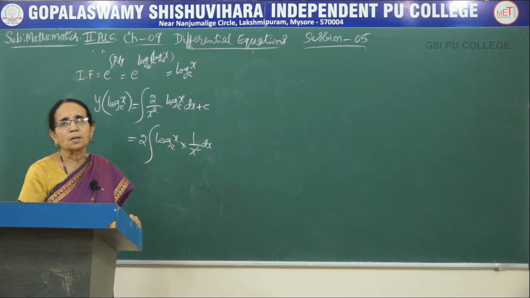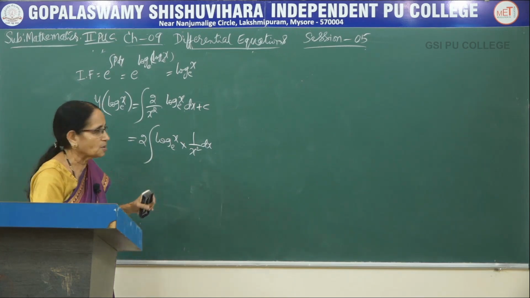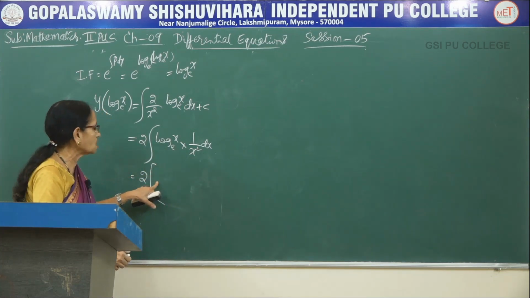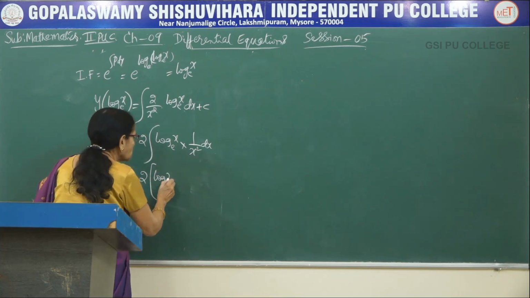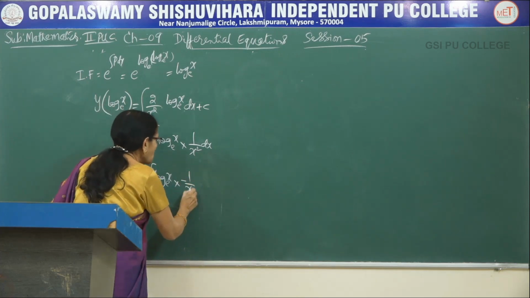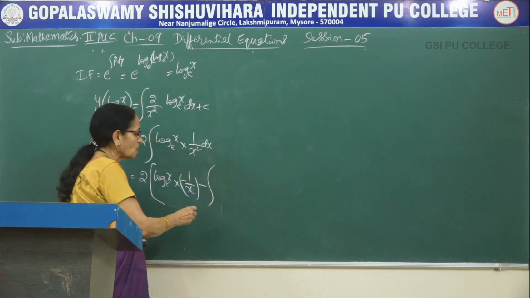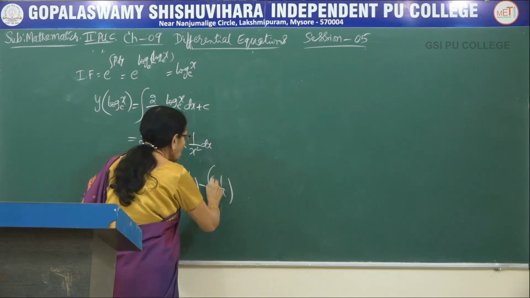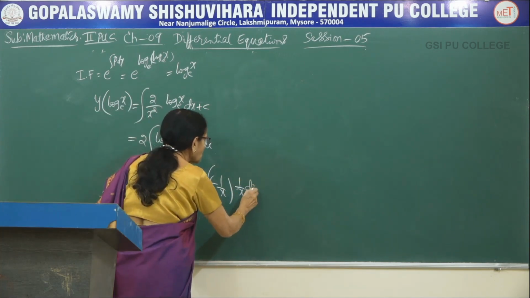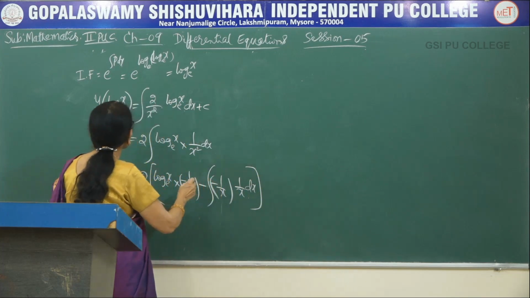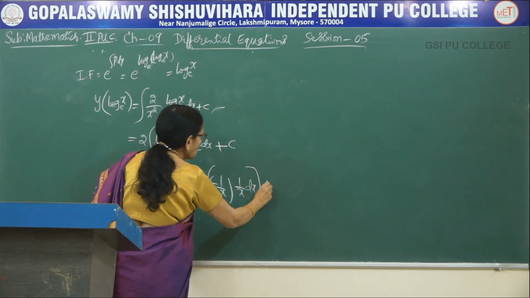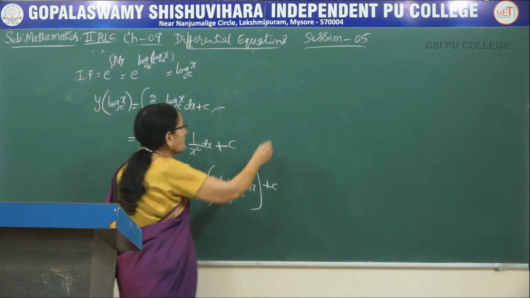Now which method of integration? We have to use integration by parts. It is 2 into, since 2 is applicable to both the terms, write a bracket here. First function log x into the integral of the second: for 1 by x square, the integral is minus 1 by x, minus the integral of minus 1 by x, whatever is there, write it as it is, into the derivative of log x, which is 1 by x into dx. Of course, here you have to write the constant.